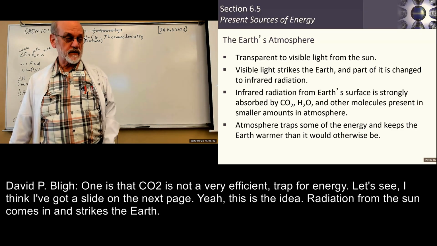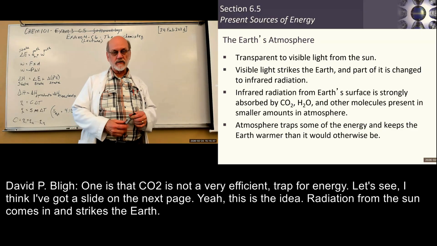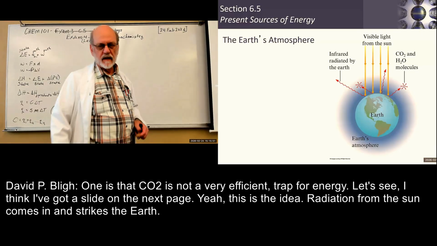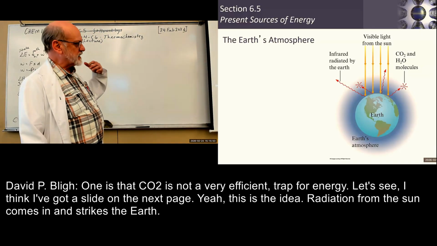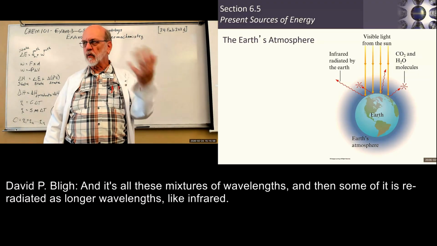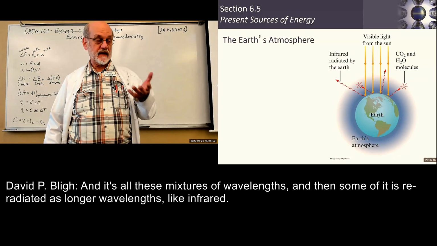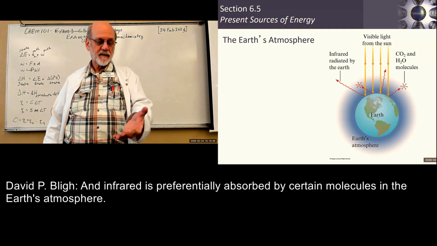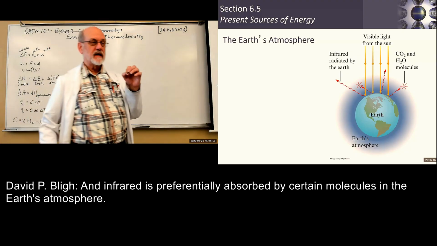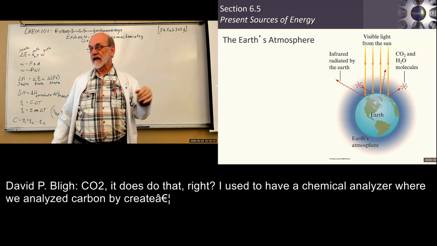One is that CO2 is not a very efficient trap for energy. Let's see, I think I've got a slide on the next page. Yeah, this is the idea. Radiation from the sun comes in and strikes the earth, and it's all these mixtures of wavelengths, and then some of it is re-radiated as longer wavelengths, like infrared. And infrared is preferentially absorbed by certain molecules in the Earth's atmosphere, right?